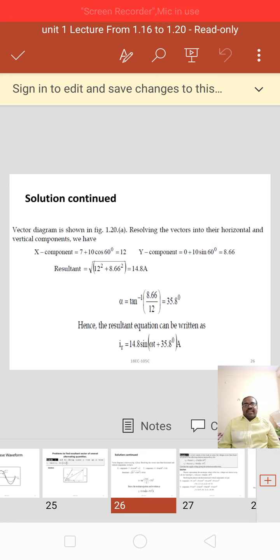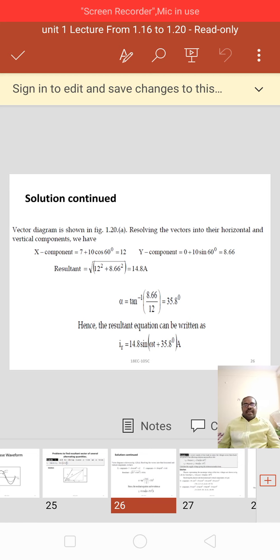The resultant vector equals root of 12 square plus 8.66 whole square, that equals 14.8 amperes. Alpha value equals tan inverse of b by a. B is nothing but the y component and a is nothing but the x component, that is 8.66 by 12, that is 35.8 degrees. Hence the resultant equation can be written as I1 equals 14.8 sin of omega t minus 35.8 degrees amperes.